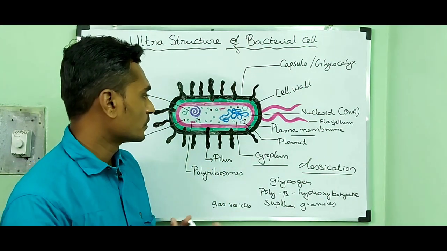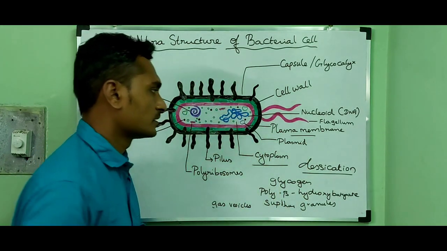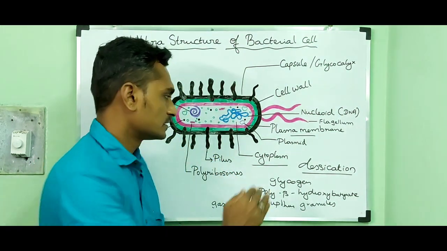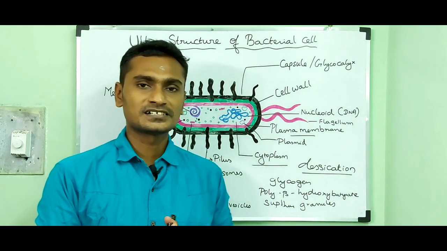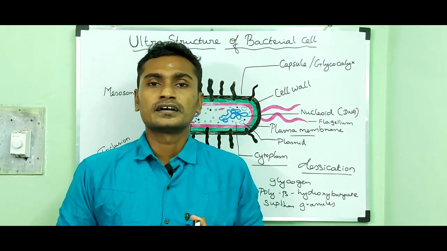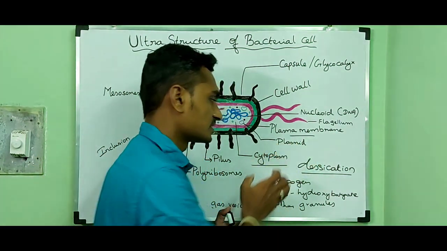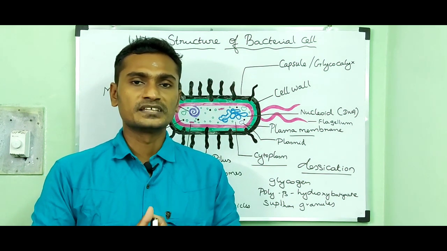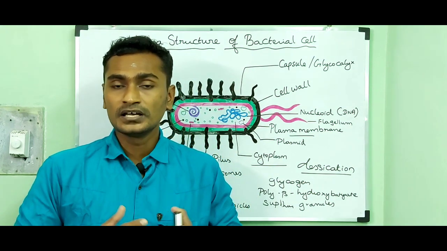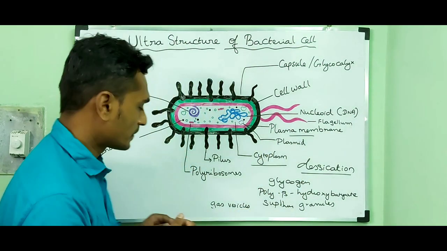Then I am going to tell about the plasmids. Plasmids are otherwise called extra-chromosomal material because they can self-replicate and act autonomously, and they are circular in nature. They can resist antibiotics and toxic materials. And plasmids can produce bacteriocin.